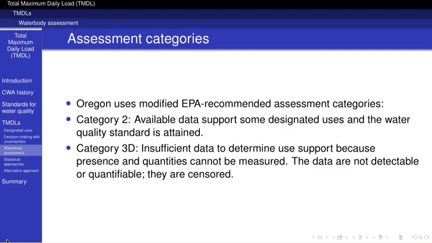Oregon uses some EPA-recommended assessment categories, specifically Category 2, which says that available data and information indicate that some designated uses are supported and the water quality standard is attained. And there's Category 3D, that says there are insufficient data to determine use support because numeric criteria are less than quantitation limits. This means the presence and concentration cannot be measured. The data are censored, that is, unknown. This needs explanation.